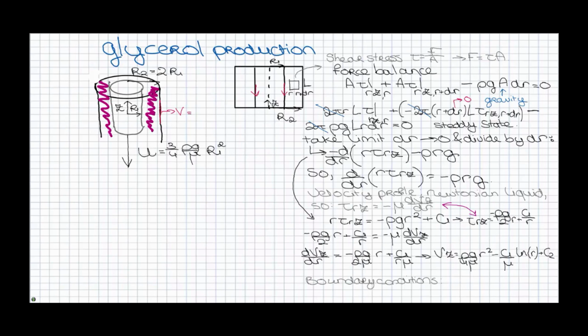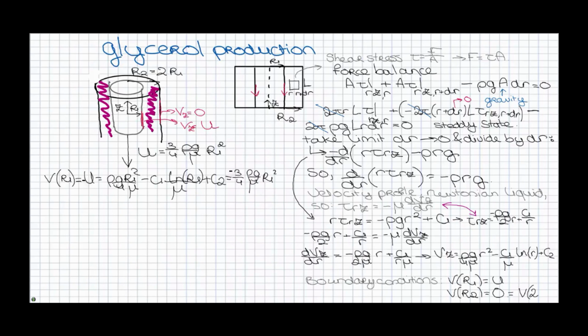The first boundary condition is that it is given that the velocity of the inner cylinder is u. But because it moves against the z direction, v at all points with radius r1, so at the surface of the inner cylinder, is the negative version of u. And the other boundary condition is that at a radius of r2, the velocity is 0 because it is at the wall of the outer cylinder, so the fluid does not move over here.